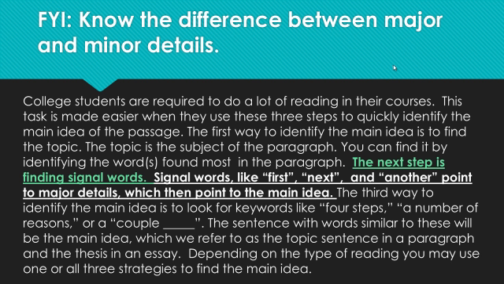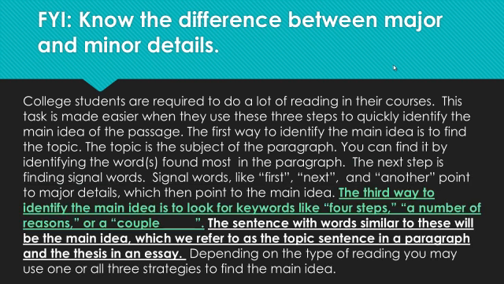Let's go ahead and look at the next major detail. The next major detail is the next step is finding signal words. In this case, the author includes a little bit more detail about that. And its signal words like first, next, and another point to major details, which then point to the main idea. The last major detail is also shown in green here. And the author gives us a little bit more information about these keywords. It says the sentence with words similar to these will be the main idea, which we refer to as the topic sentence in a paragraph and the thesis in an essay. If we took all of the minor details away, you would still understand the general gist of the passage.